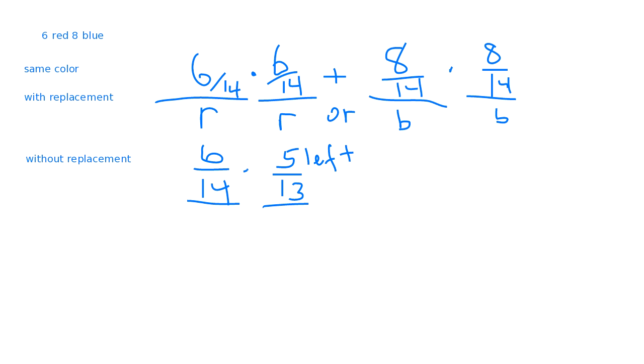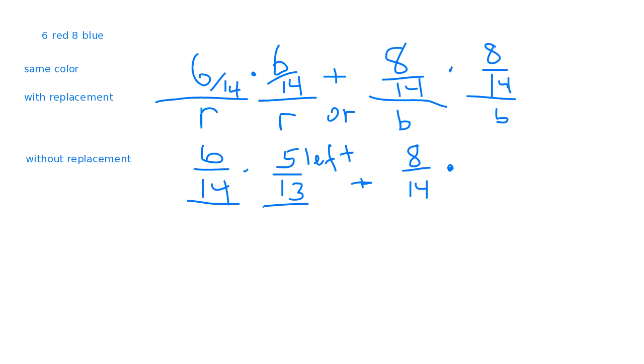Same with the blue. Okay, we're starting all over again because this is an or. It's a totally another situation. So we want a blue. We would have 8 out of 14. What would the next fraction be if you kept the blue that you got? Again, remember, you assume that you get what you want.